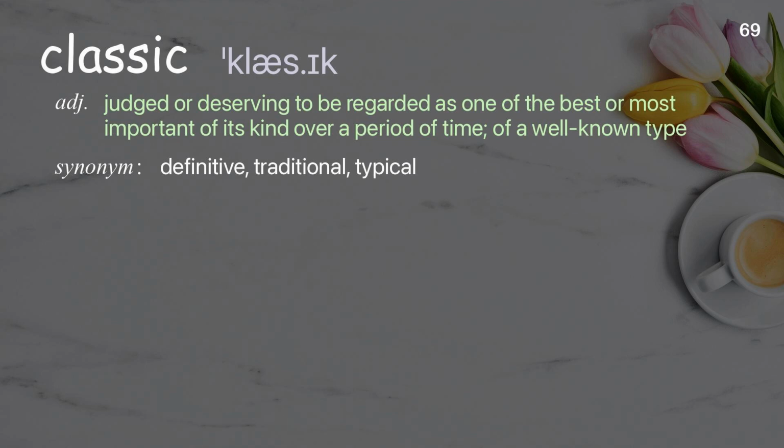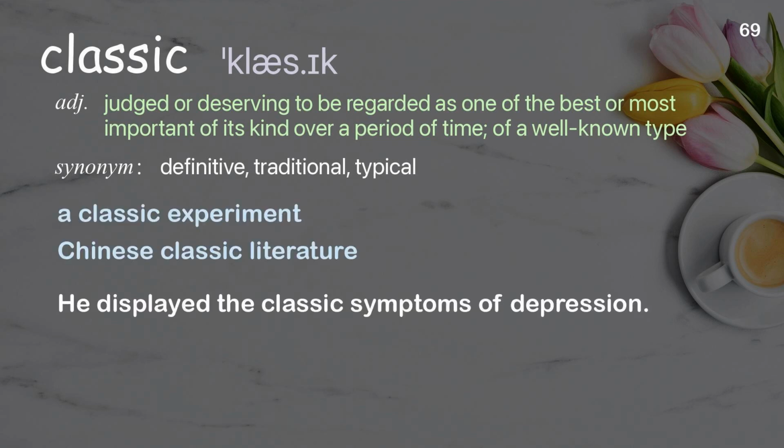Classic. Judged or deserving to be regarded as one of the best or most important of its kind over a period of time; of a well-known type. Examples: A classic experiment. Chinese classic literature. He displayed the classic symptoms of depression.